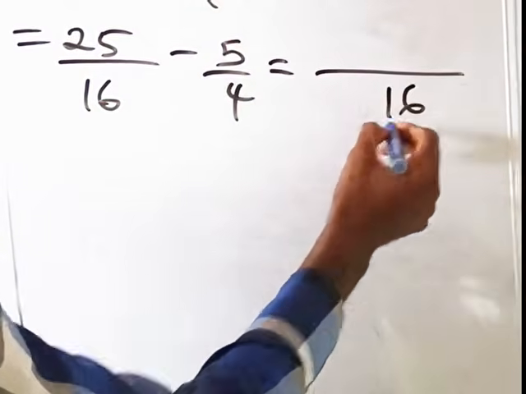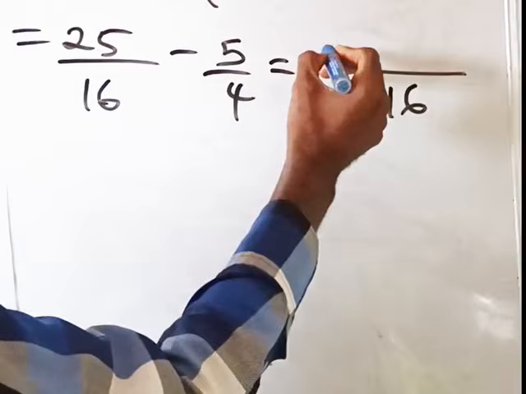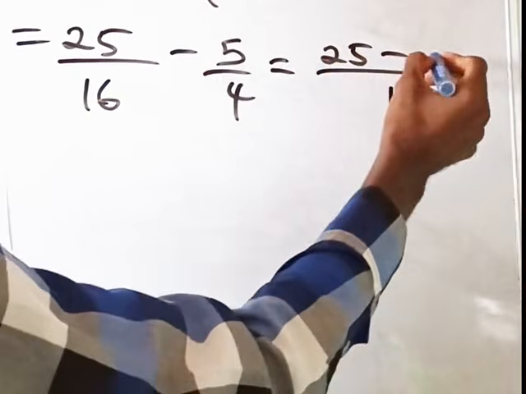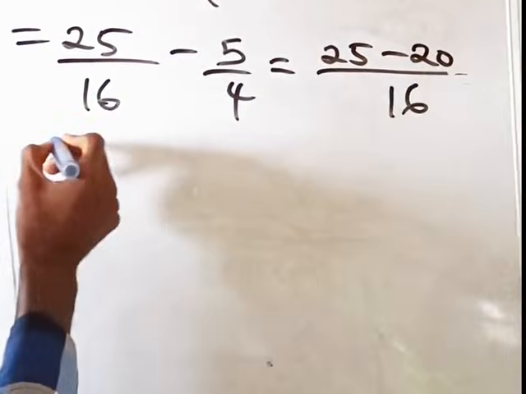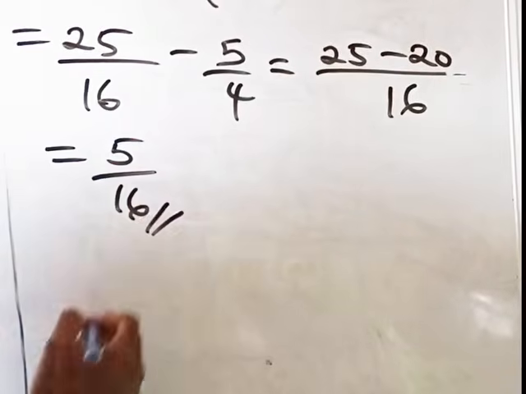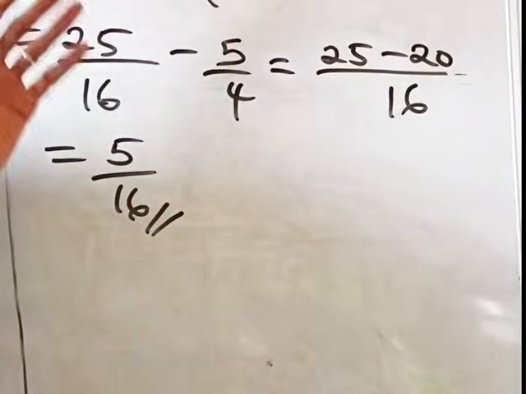Our LCM is 16. 16 in 16 is 1 times 25, minus 4 in 16 is 4 times 5, 20. So the answer is going to be 25 minus 20, which is 5 over 16. That is the answer to the question.